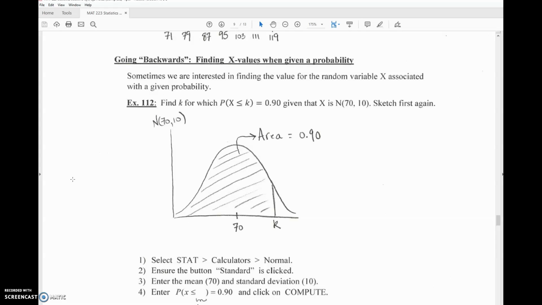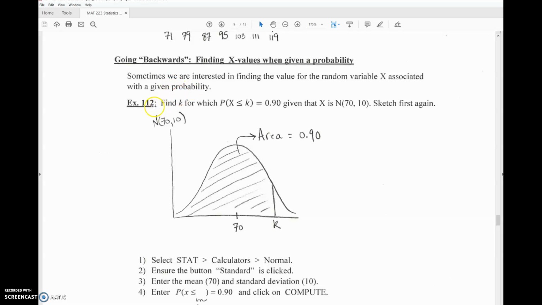We're in section 6.2, talking about the normal distribution, and we're in the middle of page 85. So now I want to talk about going, quote, backwards, finding x values, finding the random variable x's values when you're given a probability, either a probability that it's greater than or equal to something, or a probability that it's in between two values.